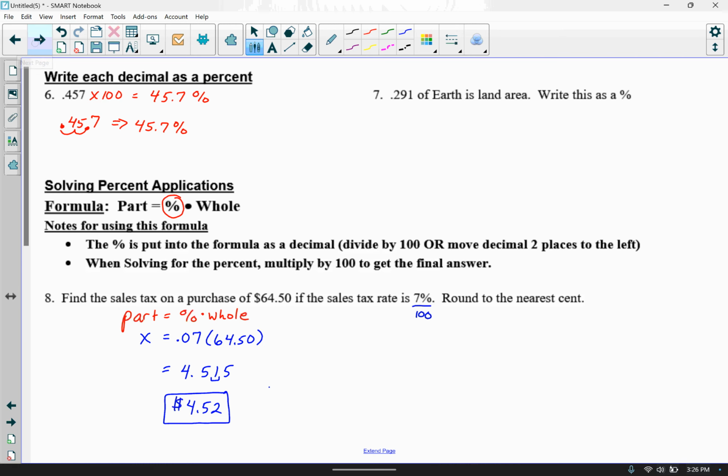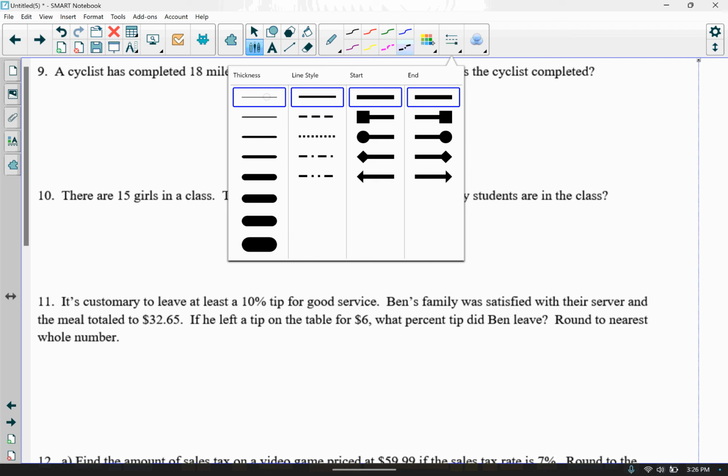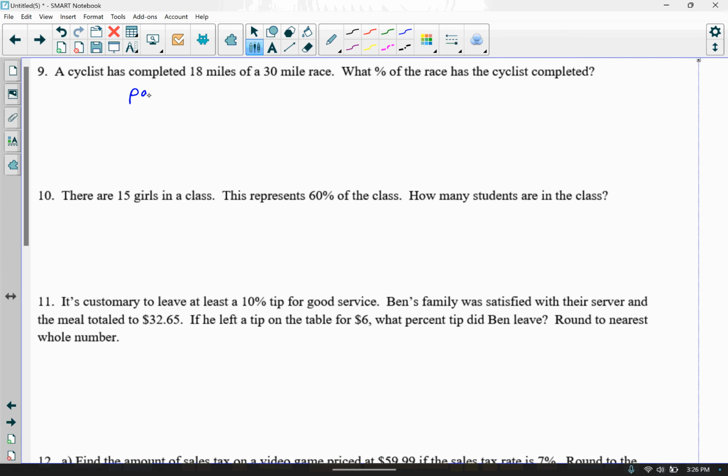Let's flip it on over to the next page. Let's look at number 9 together. Still using that same formula, so I'm going to write that first for us. Part equals percent times whole. The cyclist has completed 18 miles of a 30-mile race. We want to know what percent of the race the cyclist has completed. So this time it's trying to figure out what percent we have completed. So I'm going to put my X underneath that percent sign because that's what we're trying to find.